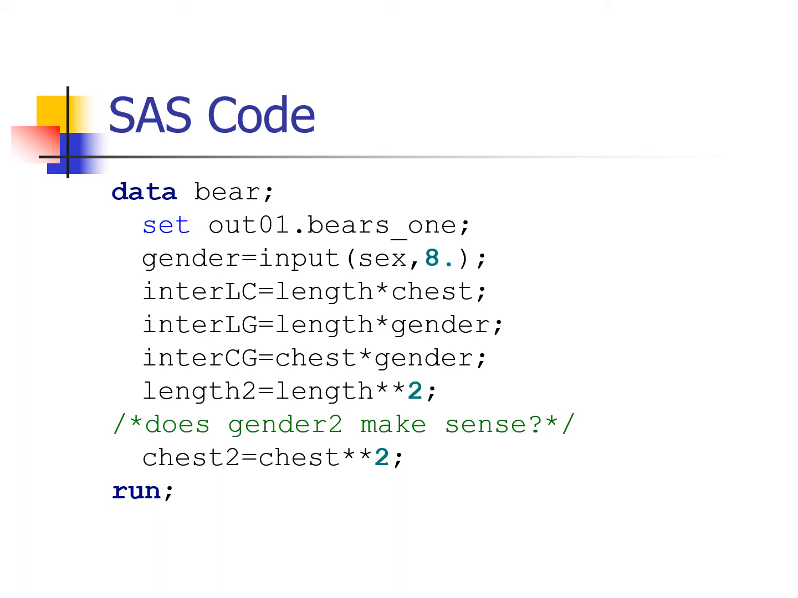Now, I again have to create all these additional terms. I could do that in a data step. So, I've got my 3 interaction terms. I use inter LC as the interaction between length and chest, inter LG, the interaction between length and gender, and inter CG, the interaction between chest and gender. I make length squared. We already talked about how gender squared doesn't make sense, and then chest squared.